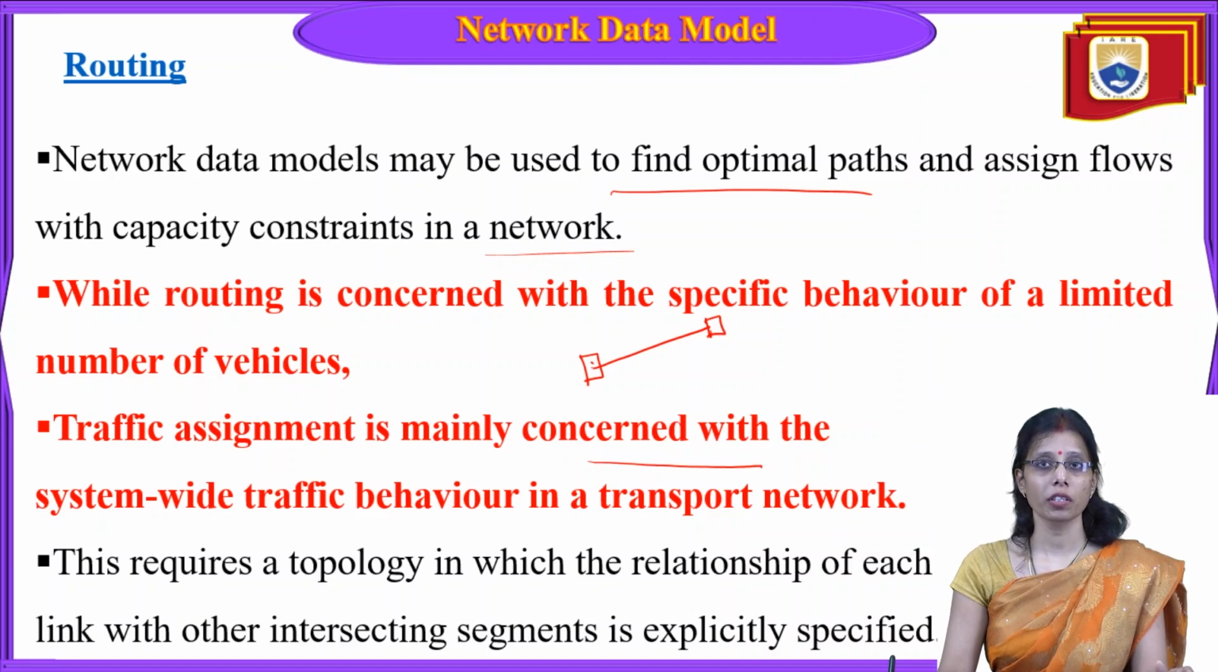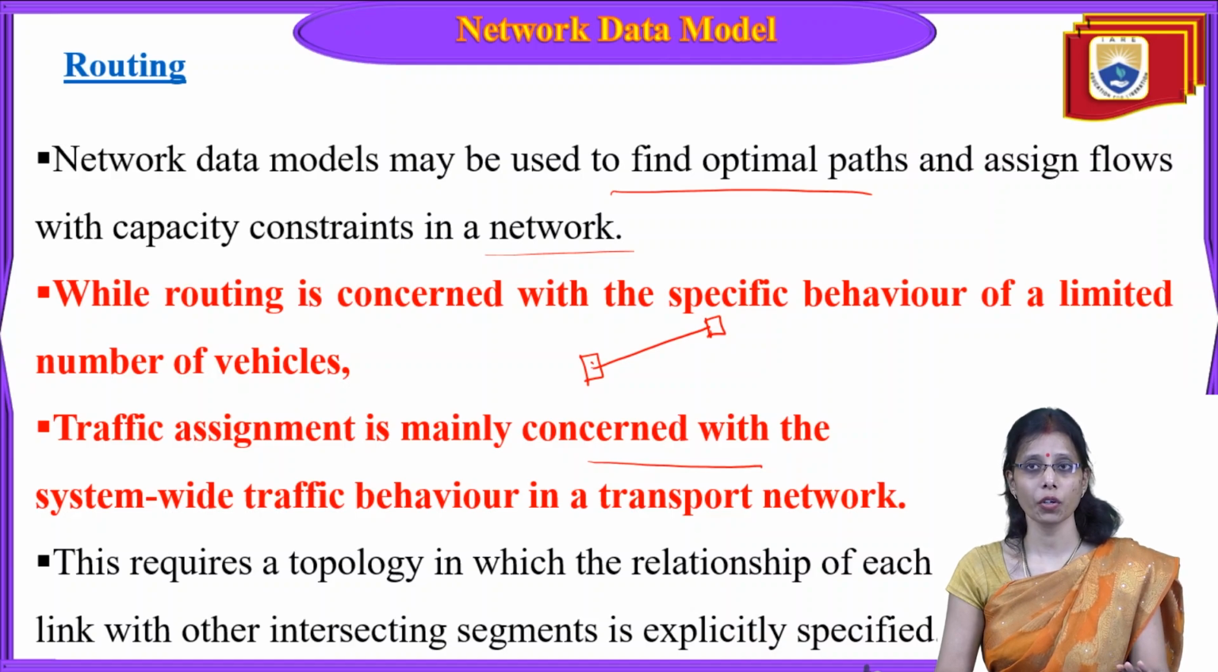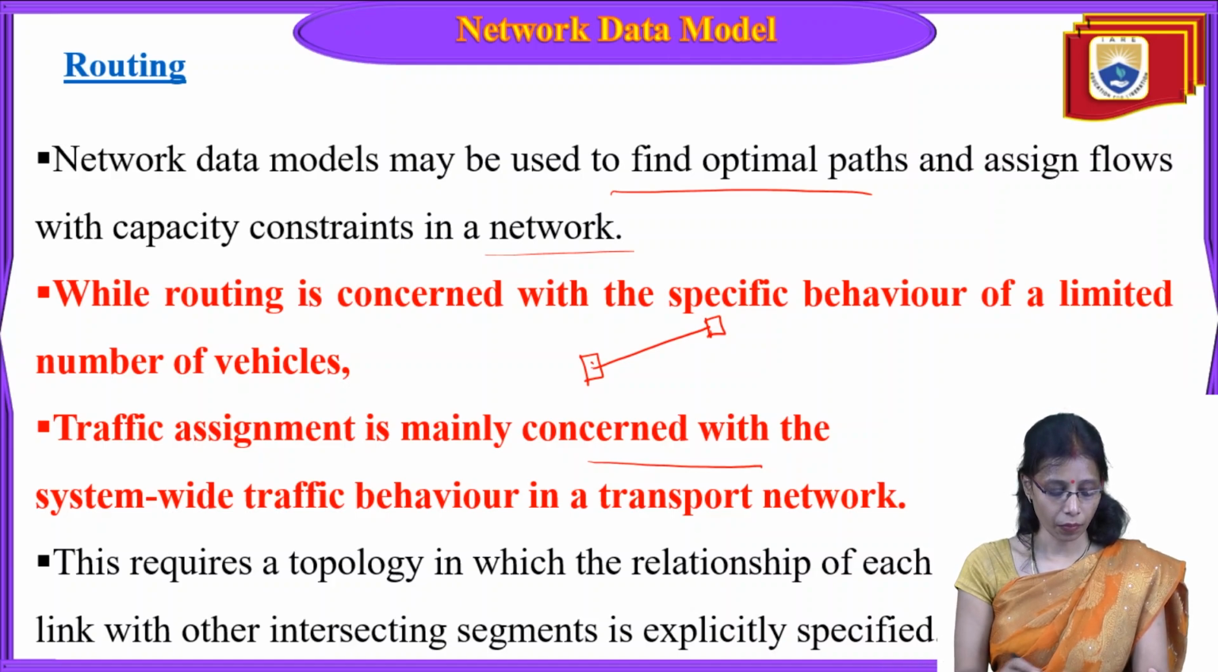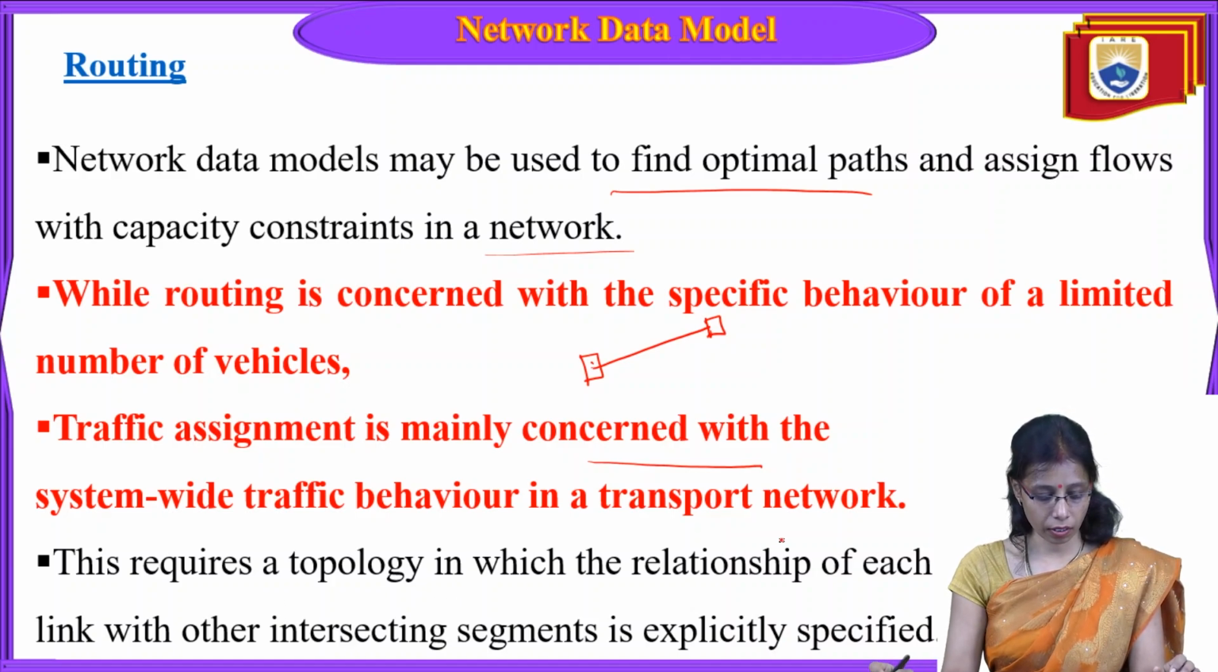So network data models are used for the optimal path. They will give you the optimal paths, which path is easy to find the way and easy to reach the location, which will help you assign the flows with capacity and constraint in the network. This requires a topology in which the relationship of each link with the other intersecting segments is explicitly specified.